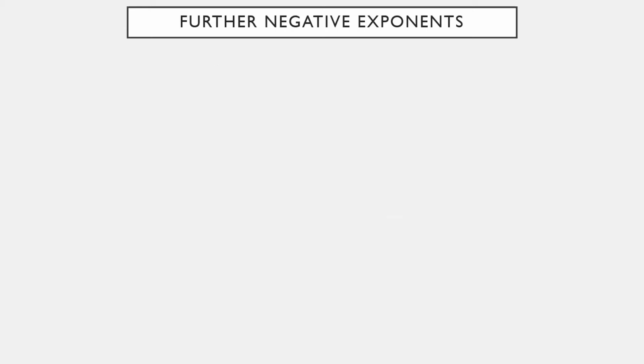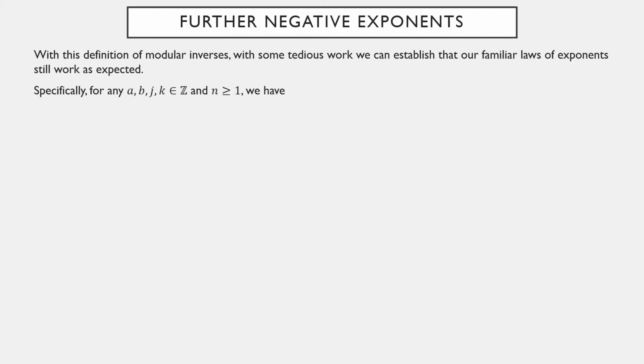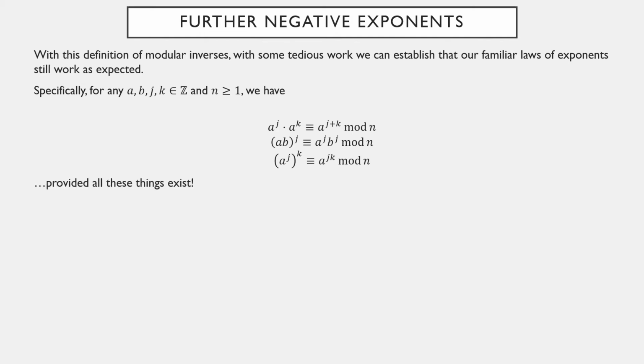And we can apply the same notions to get all of our familiar properties of exponents, even for exponents beyond the negative first. So let's suppose a and b are integers, j and k are going to be our exponents, and they can be any integers, and n is any allowable base. a to the j times a to the k is always equivalent to a to the j plus k. (a times b) to the j is always equivalent to a to the j times b to the j, and (a to the j) to the k is equivalent to a to the j times k mod n. So all of our familiar laws of exponents work just fine, provided that all of the terms I've written down even exist. And with negative exponents, there can be some issues with whether or not certain things even exist.